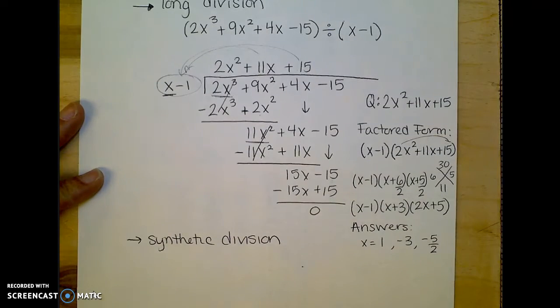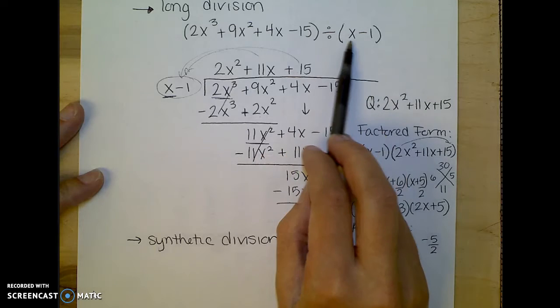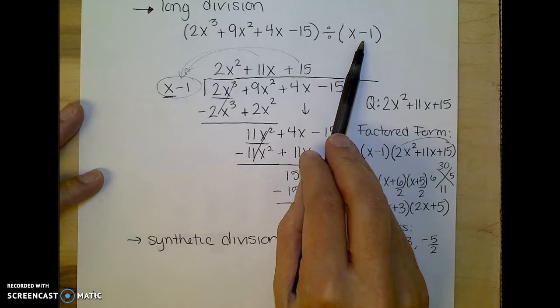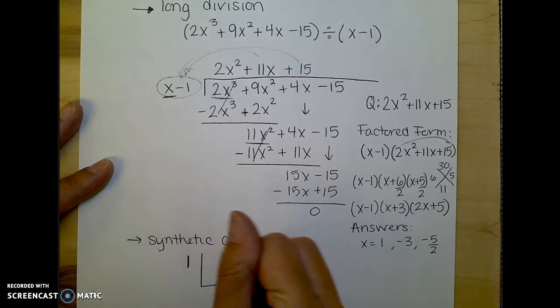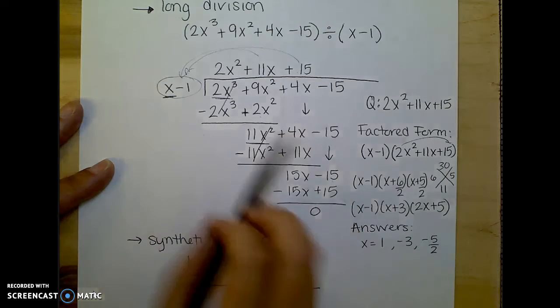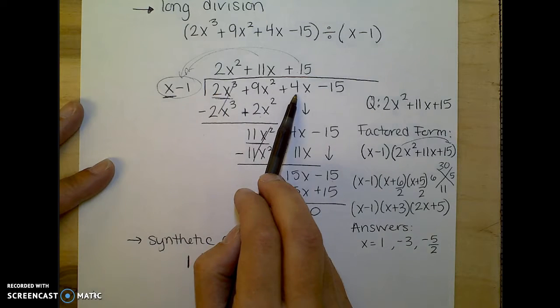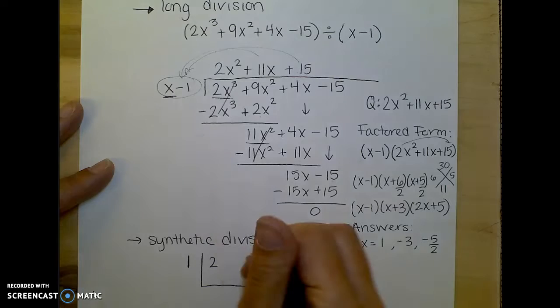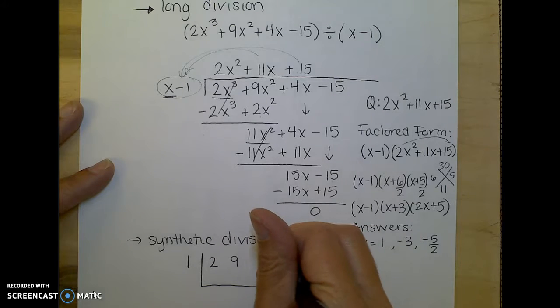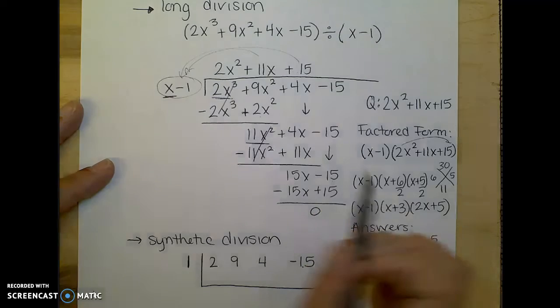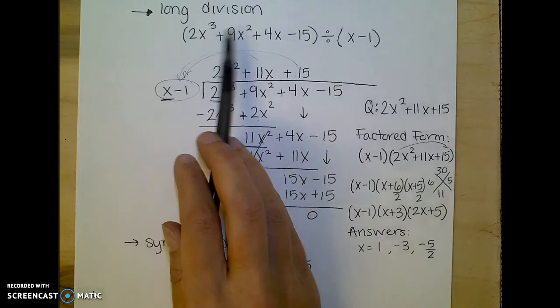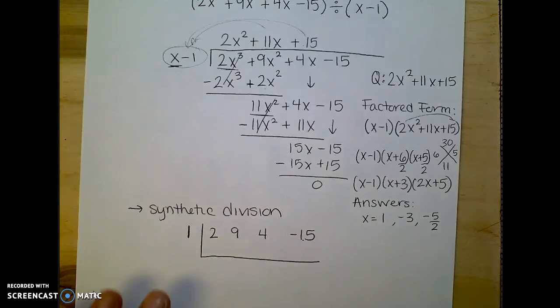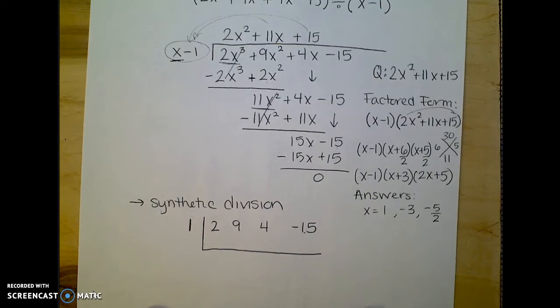Okay, so using the same problem right up here, whatever is second, whatever that answer is, goes outside my house. So that answer is 1. Inside my house, I put all my coefficients from what was inside my house. So 2, 9, 4, negative 15. Again, keeping in mind, if I needed a placeholder, I'd have to put a 0 if any of my exponents were missing. Okay? So synthetic division is just a process like we do with long division as well.